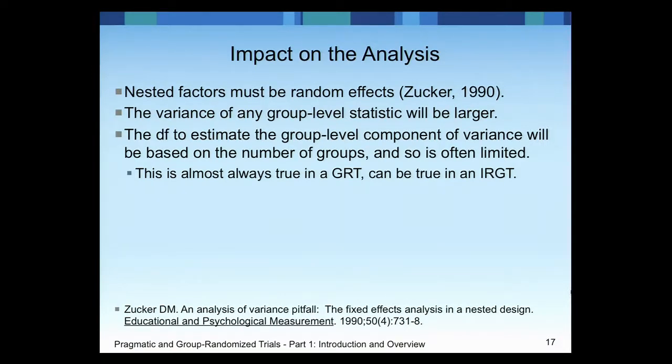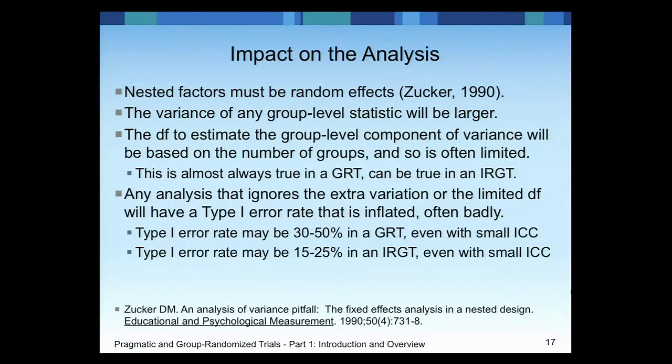A third implication is that the degrees of freedom available to estimate the group level component of variance will be based on the number of groups. And if I don't have very many groups, the degrees of freedom will therefore be limited. As I said, the number of groups in group randomized trials is often 25 or fewer, and so the degrees of freedom start by subtracting 2 from the total number of groups. So if I have 25, they're no more than 23, and they may be less than that if I have group level covariates. So this is always an issue in a group randomized trial.